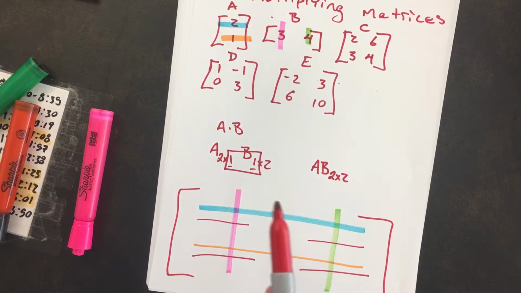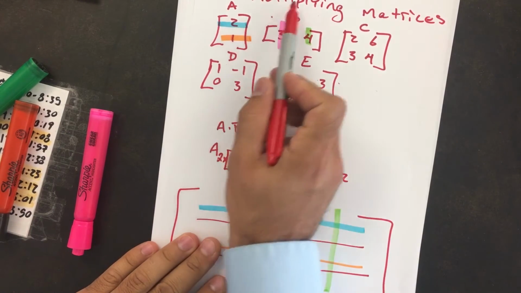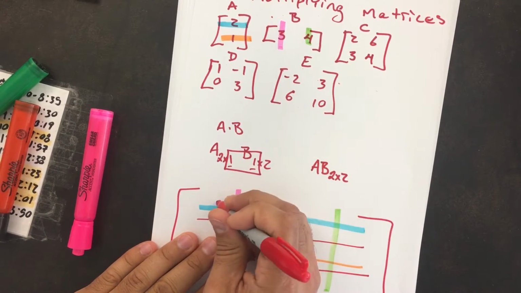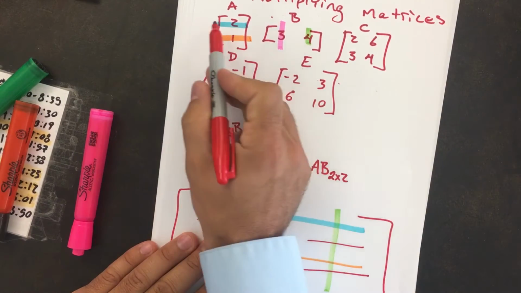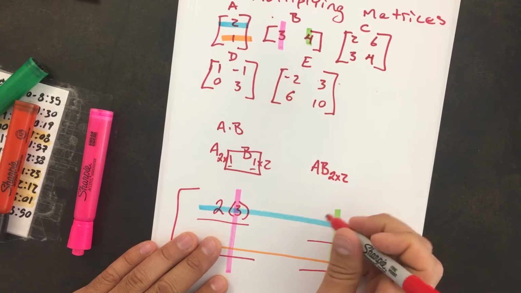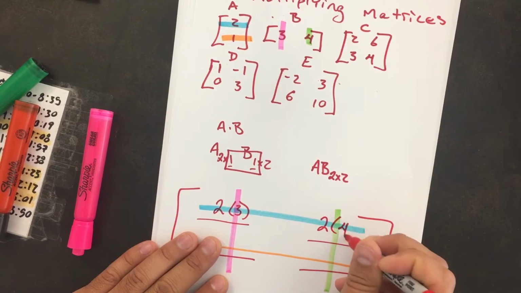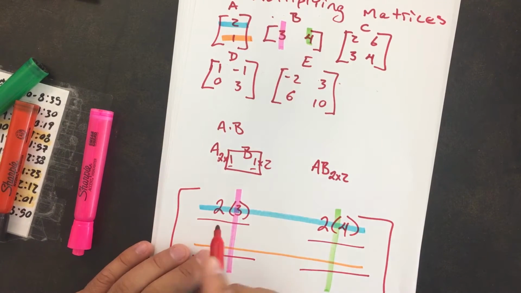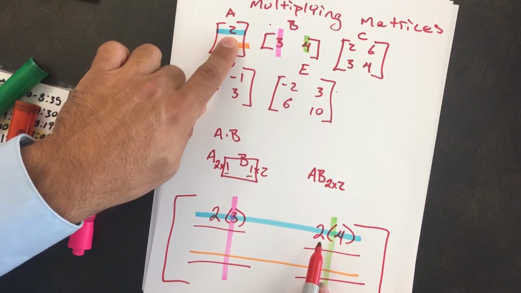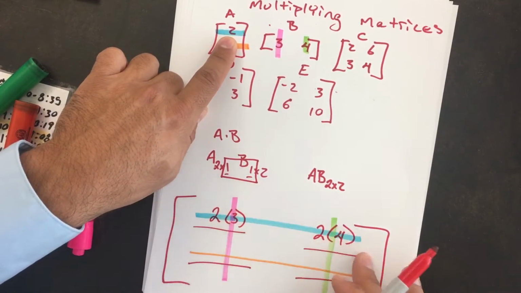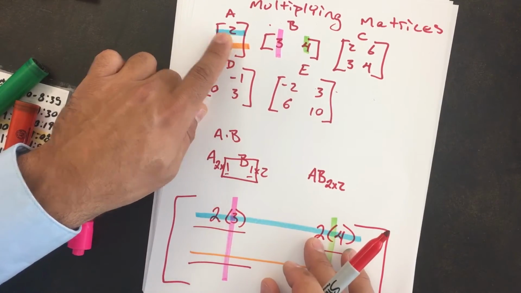So what happens? I multiply this row by this column, so it's going to be 2 times 3. I multiply this row times this column, so it's going to be 2 times 4. Notice that the 2 shows up in both of these, and that's what I highlighted here. From this row, I get the 2 and the 2.